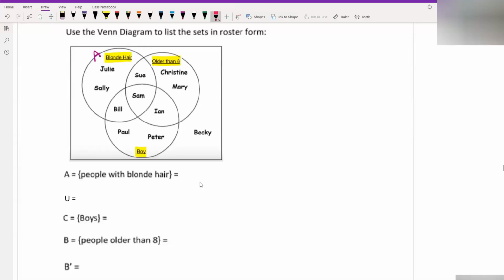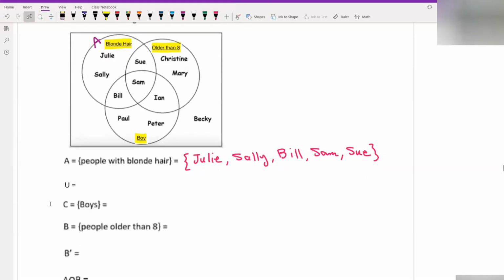You only need to write all the names that we see in set A. We have Julie, Sally, Bill, Sam, Sue. Universal set. What members do I have? The first one, which has blonde hair, writing these names.